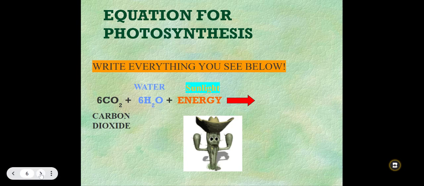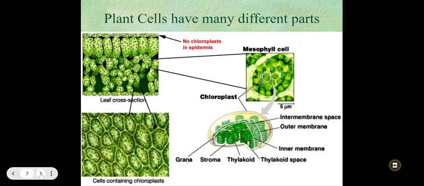And then on the product side, you're going to get that molecule of glucose or sugar along with your 6 molecules of O2 or oxygen. Okay, so that is your equation for photosynthesis.